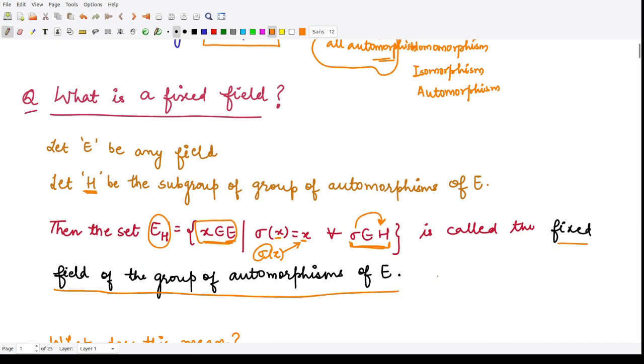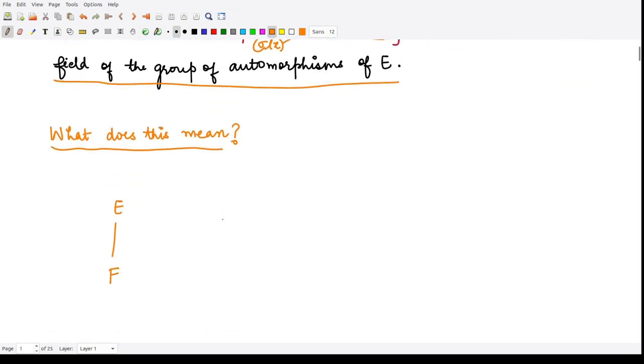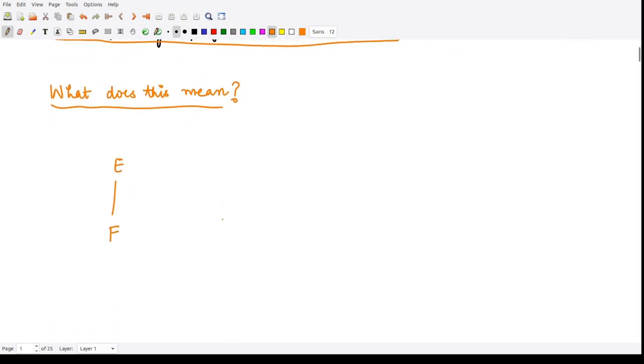So the name itself suggests that all the mappings which are present in this group H are keeping all those elements of E fixed. So this is the definition for fixed field. Let us now understand the meaning exactly: what is happening, what all things we have, and how we are linking up the things.